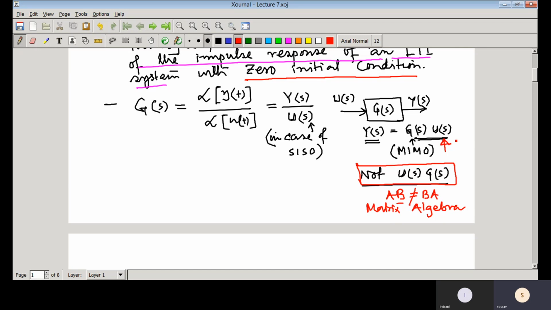U(s) is a vector, because if it is a multi-input, multi-output system, suppose U(s) has two inputs, U1 and U2. And G(s) is a transfer function matrix. If Y(s) equals Y1, Y2, say 2 cross 1, then what is the dimension of G(s)? It is G11, G12, G21, G22, so its dimension is 2 cross 2. So this G(s) is a transfer function matrix.